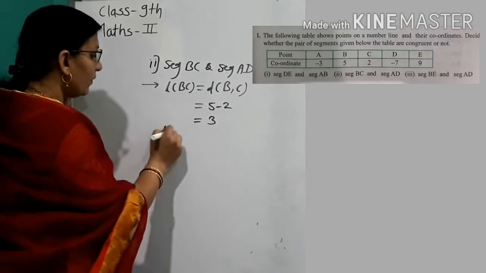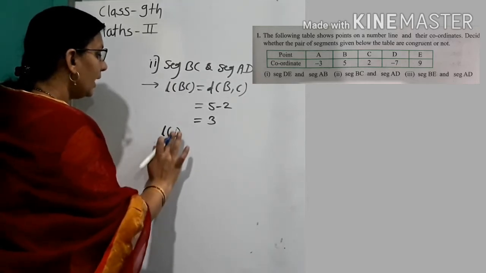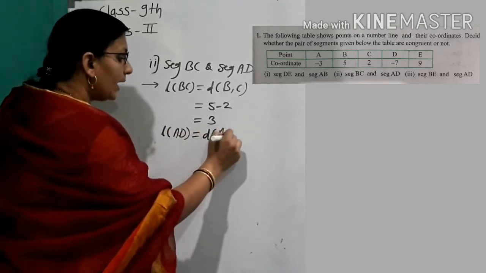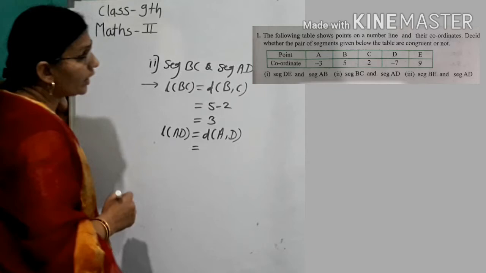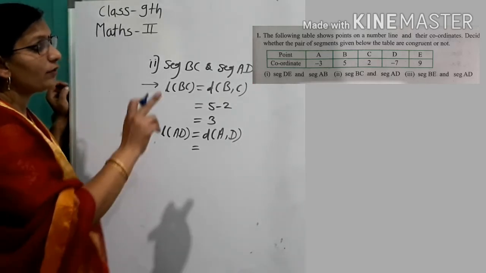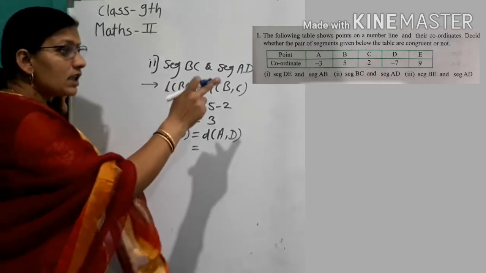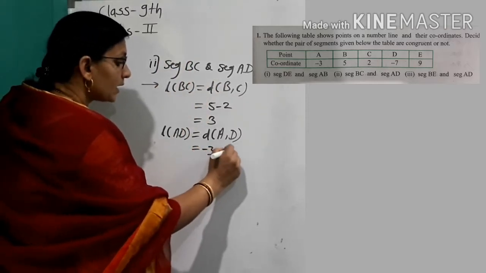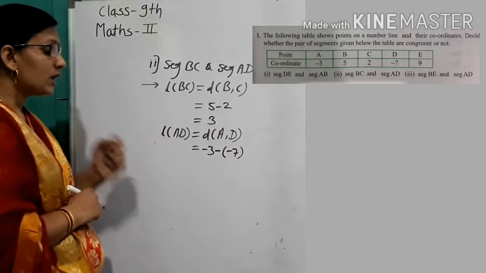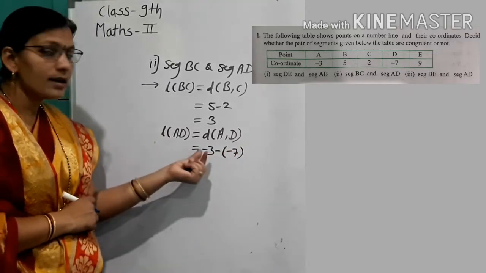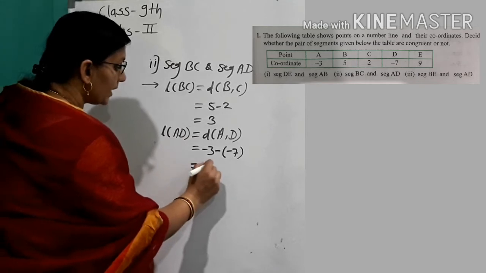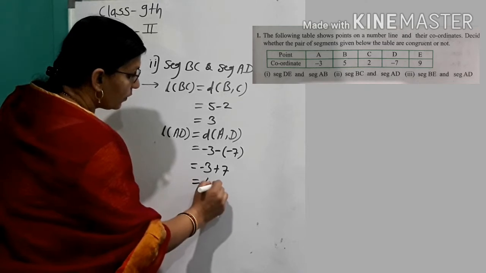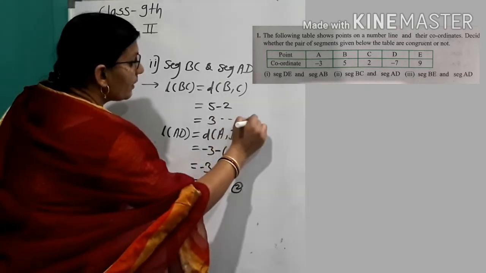Then find the length of segment AD. AD means the distance between point A and D. Here the coordinate of A is -3, the coordinate of D is -7. Here -3 is greater than -7. So -3 minus -7. Subtract the smaller coordinate from the larger coordinate. That is -3 plus 7 equals 4. This is number 2 and this is number 1.